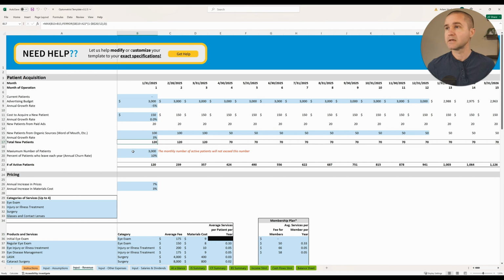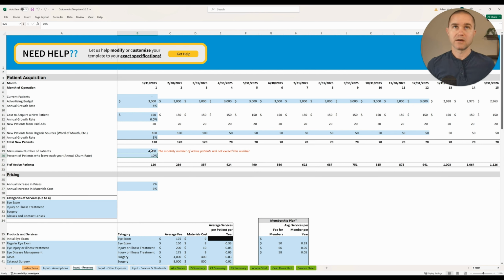So based on the new patients from ads and the word of mouth patients, we have 120 new patients a month. Now, the next thing here is that the model will allow you to put in the maximum number of patients that you think you can have. And so this is going to vary depending on how many optometrists you have in the office, how often you're open, what kind of services you're providing, a number of different things. But what I want to show you is if you were to say, we can only handle 500 patients. If I put in 500, then what the model does is it grows based on these assumptions until it hits 500, and then it just levels out.